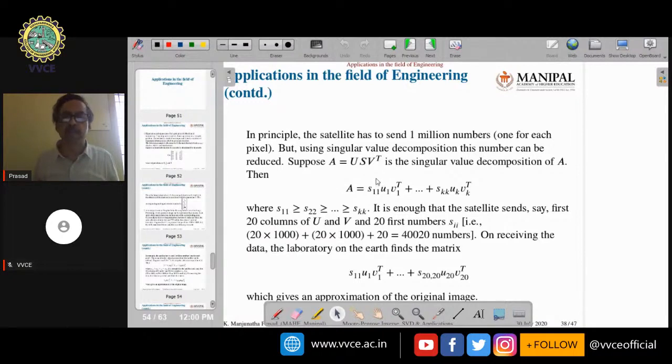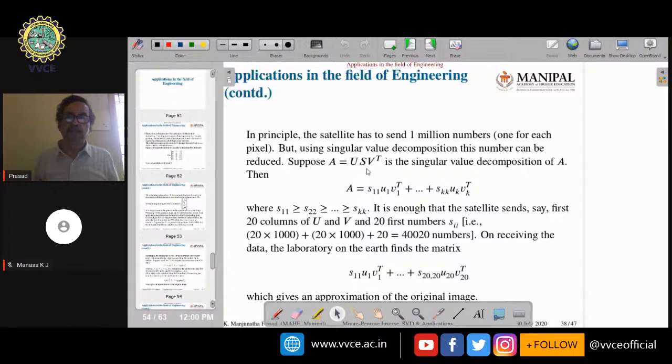Here rank could be any bigger. It need not be 20. It could be even more than that. If rank is lesser than 20, then again you can confine to the same number. Suppose rank is 10. It is enough if you send the entries in the first 10 columns here and the first 10 rows of this and 10 entries of this S.